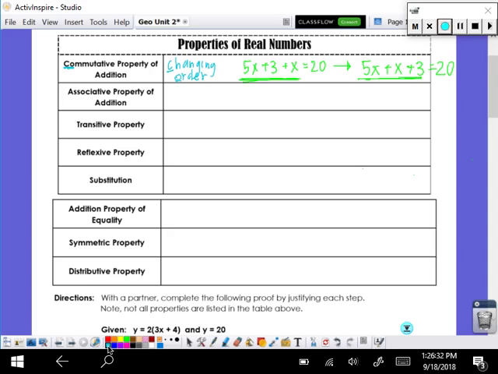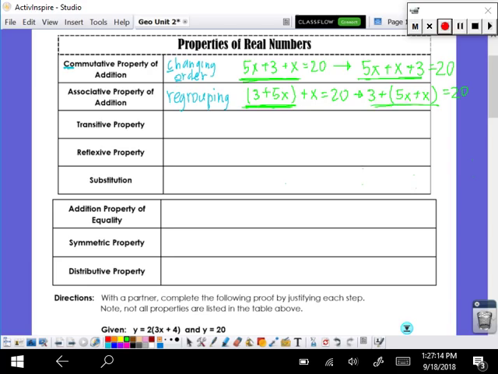Next property is our associative property. Our associative property is our regrouping property. So we're going to be regrouping. And this you'll see whenever we've got parentheses in our problems. So if we had the problem 3 plus (5x plus x) equals 20, our associative property, we're going to regroup. So I'm going to change these two parentheses and put them around a new group of numbers. So instead, I could write (3 plus 5x) plus x equals 20.